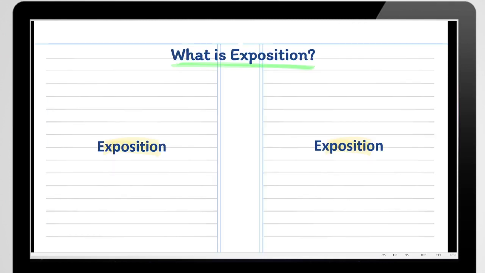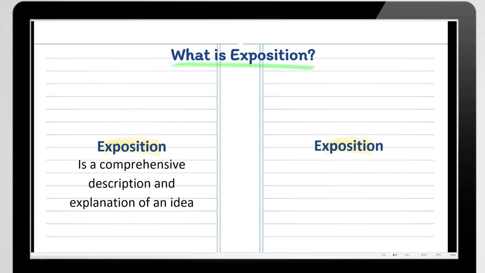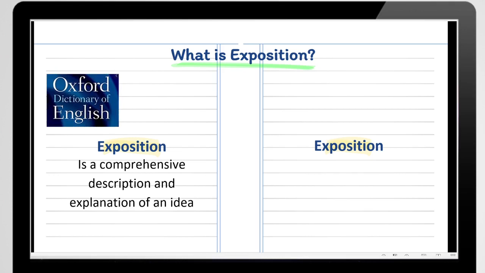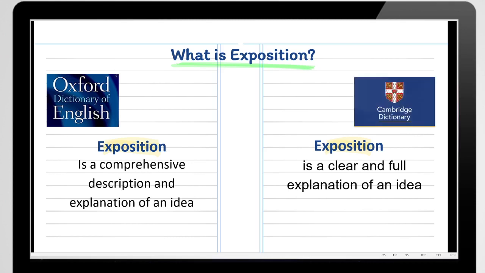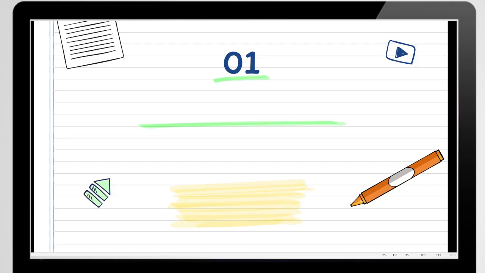And we also need to know what exposition is. Exposition is a comprehensive description and explanation of an idea. This is based on Oxford Dictionary. So what is comprehensive? Comprehensive, you can say, is a clear and full explanation of an idea. This is also the definition of exposition based on Cambridge Dictionary. Based on this definition, we can see the definition of hortatory here.